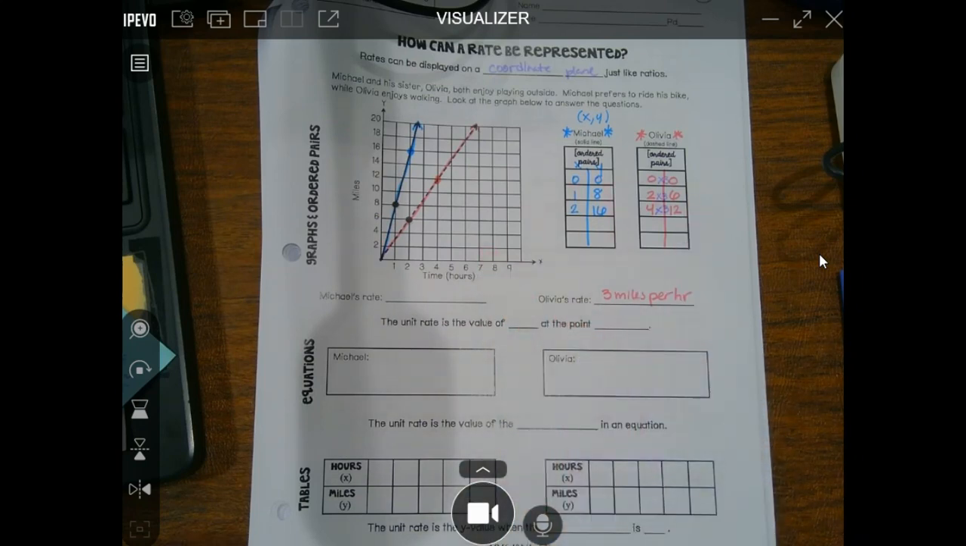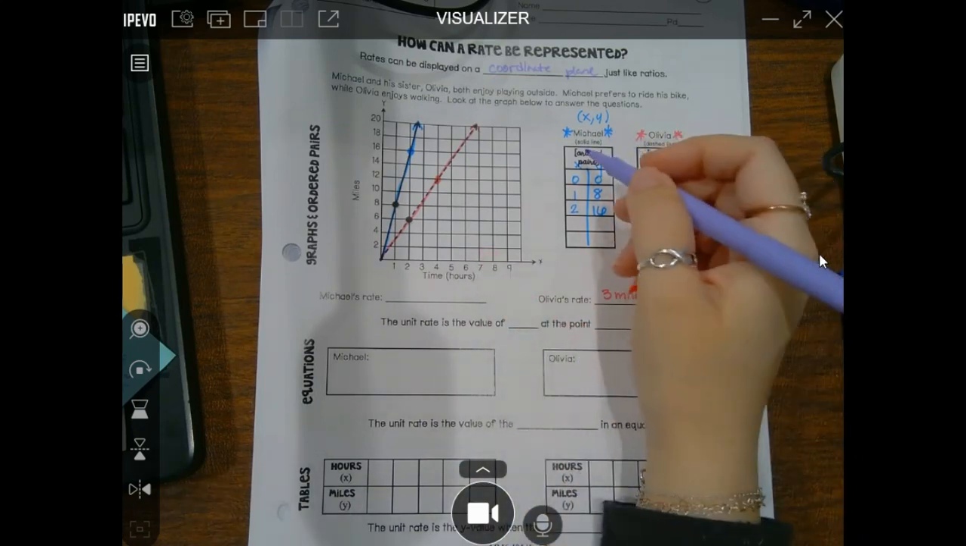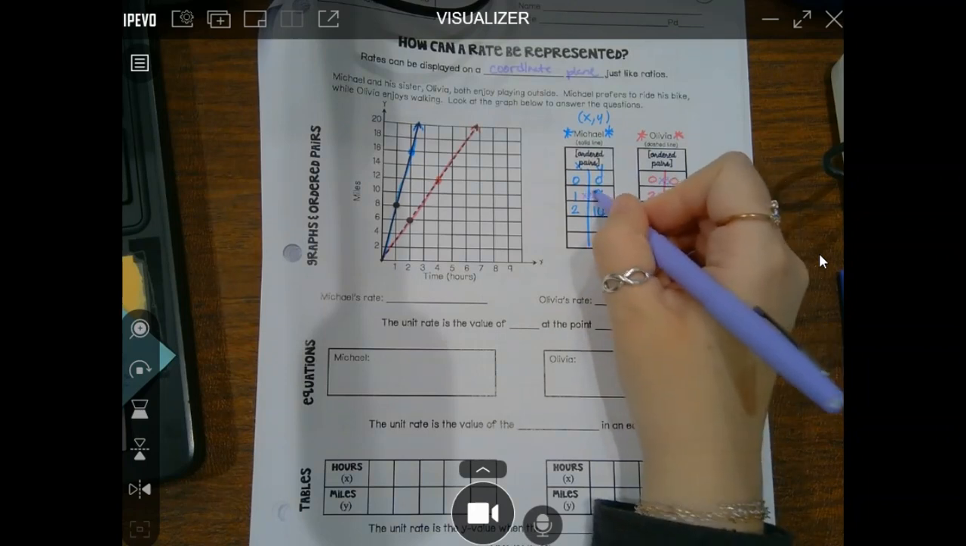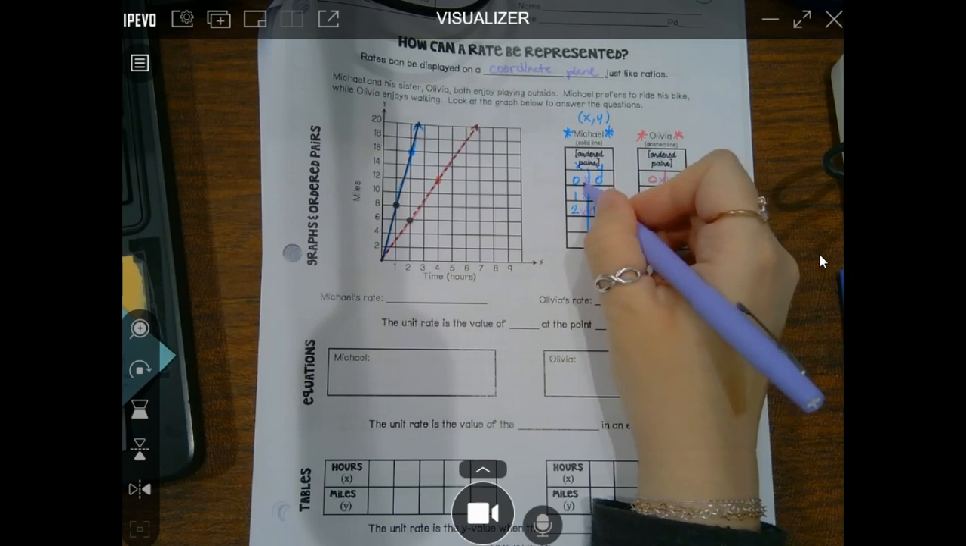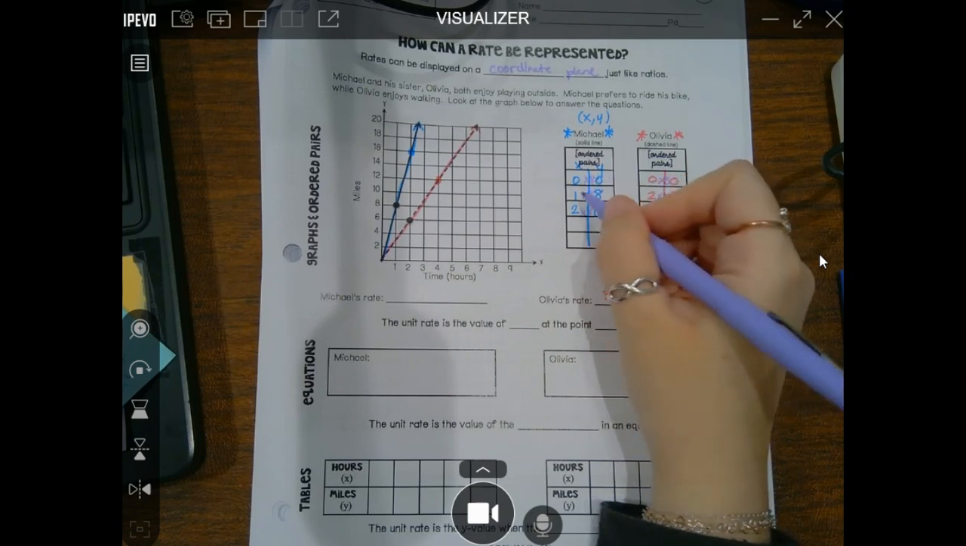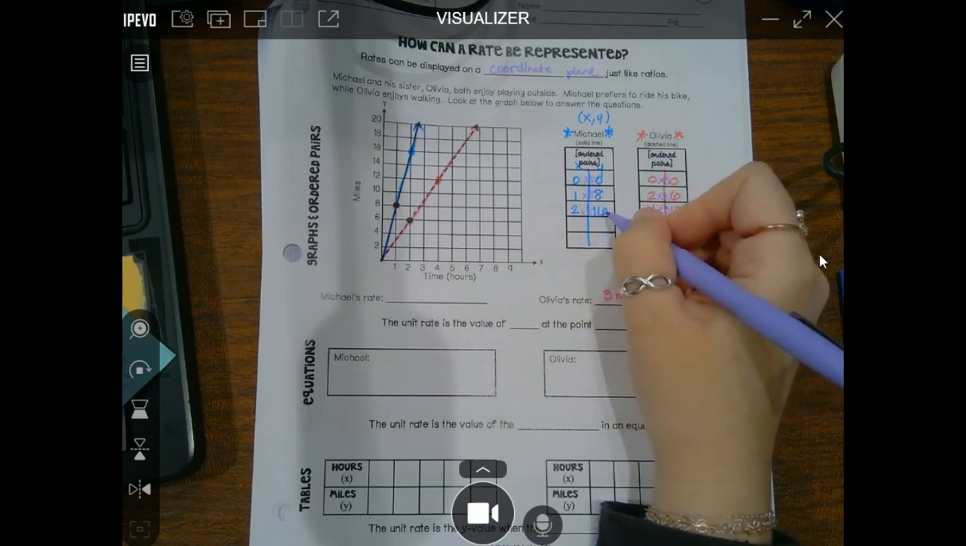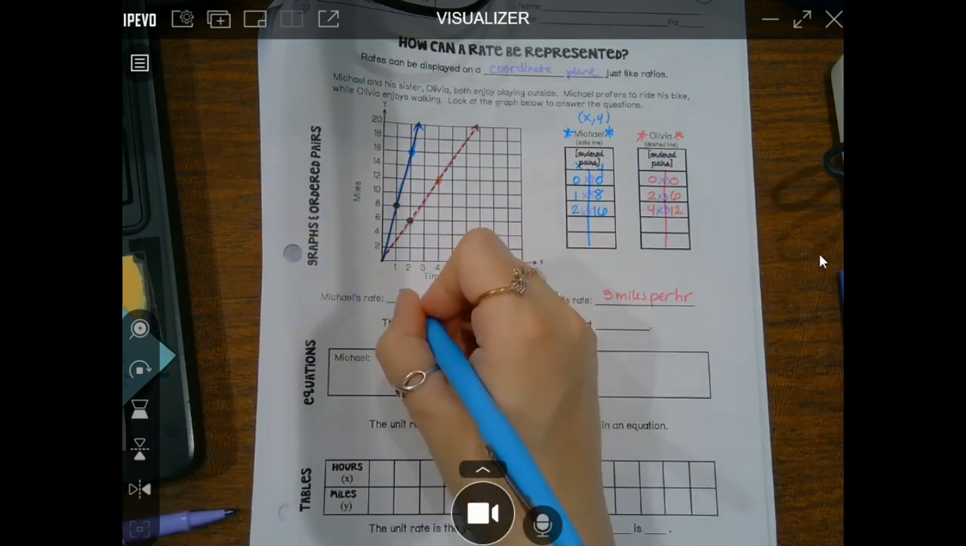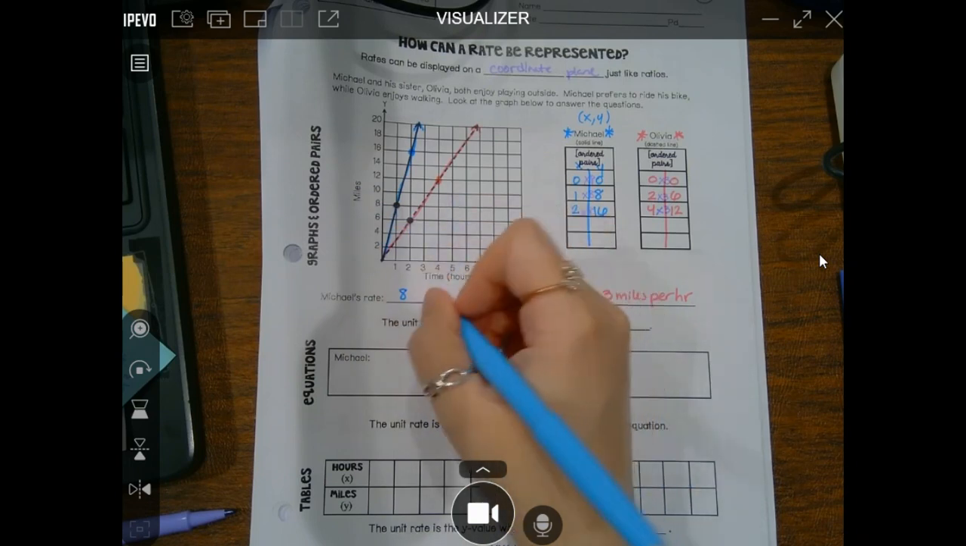Let's use that same logic to figure out the rate for Michael. What are you multiplying by each time? If you said 8, let's see if that holds up. It does, because 0 times 8 is 0, 1 times 8 is 8, and 2 times 8 is 16. So that means that the constant is 8, and my units would be, again, miles per hour.